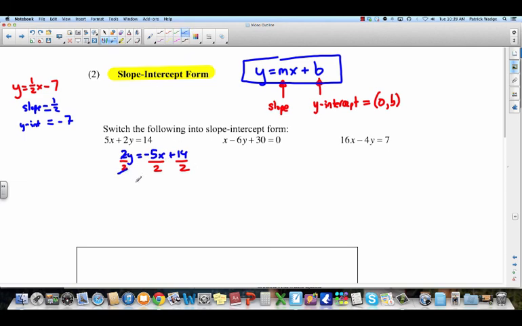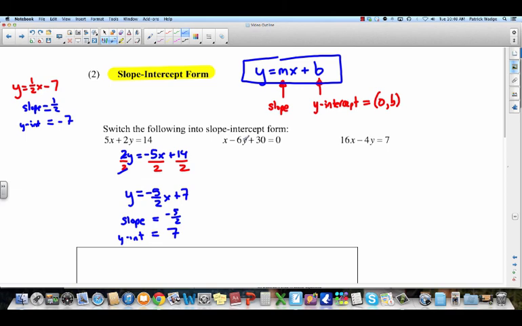These ones cancel. You're left with y equals, we like keeping the slope as a fraction, so it's just -5 over 2x, and 14 divided by 2 is 7. There you go, we're done. What's the slope? The slope is -5 over 2. What's the y-intercept? The y-intercept is 7. Great. Let's do another one.